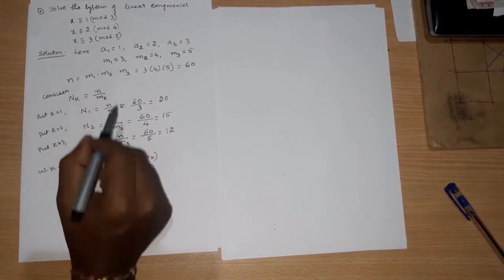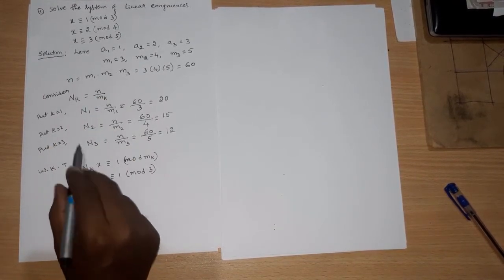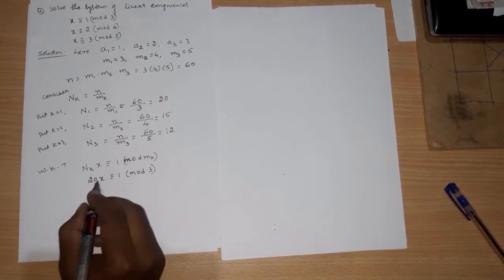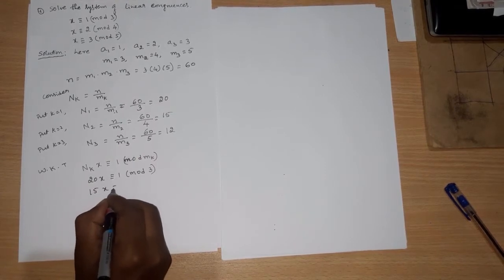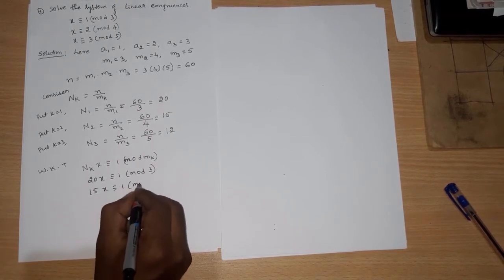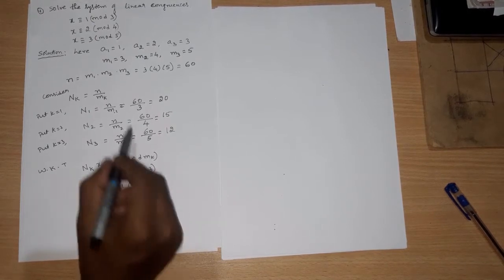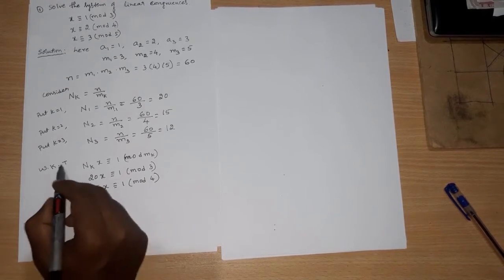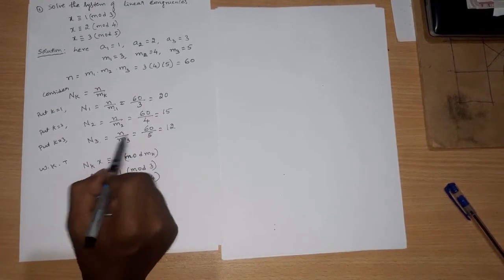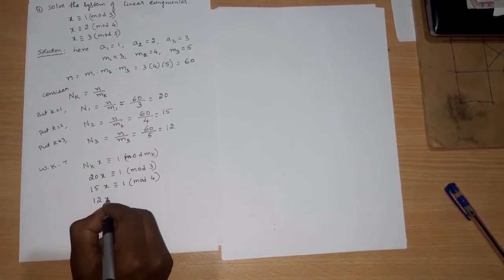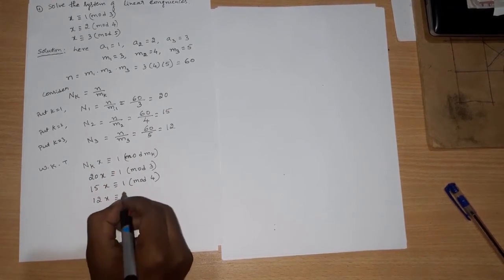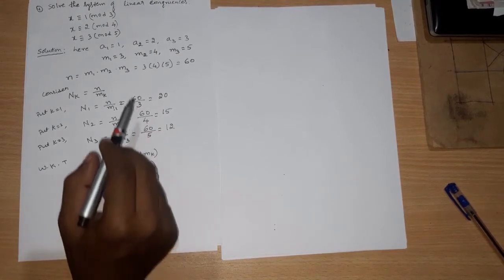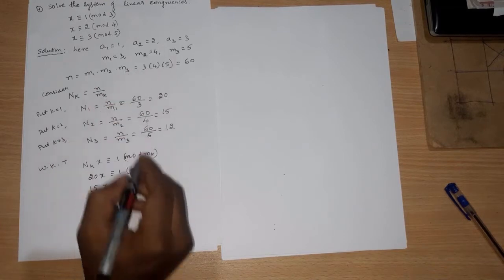Next here, k equals 2. If you put k equals 2, you'll get n2. The n2 value is 15. So 15x is congruent to 1 mod m2, and the m2 value is 4. So if you put k equals 3, you will get 12. So 12x is congruent to 1 mod m3, and m3 is 5.